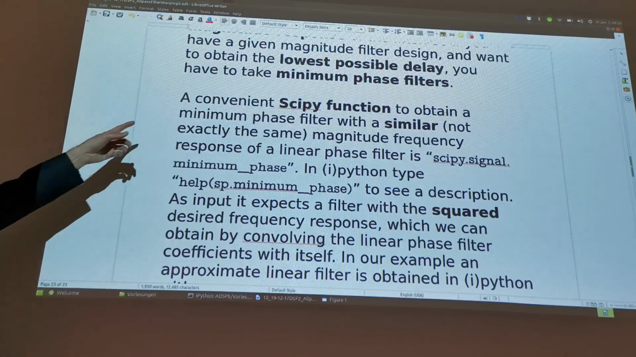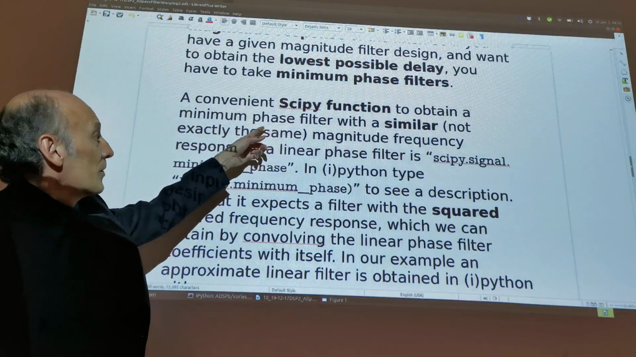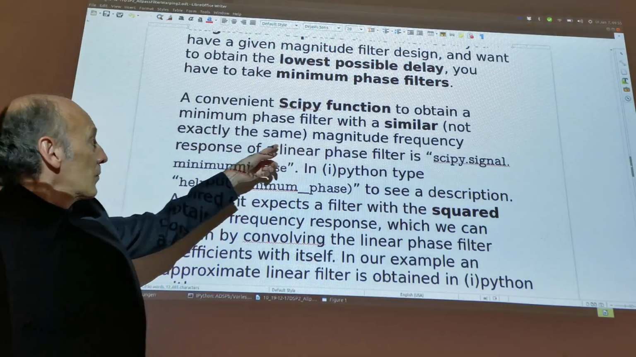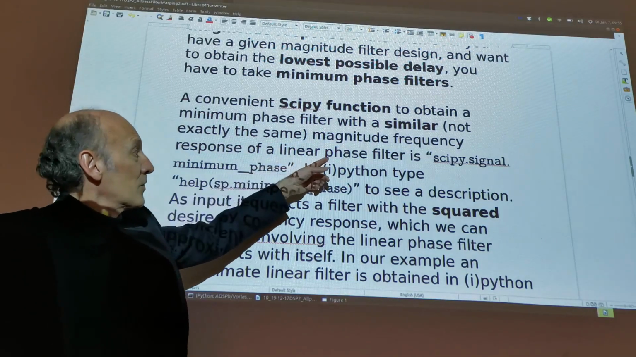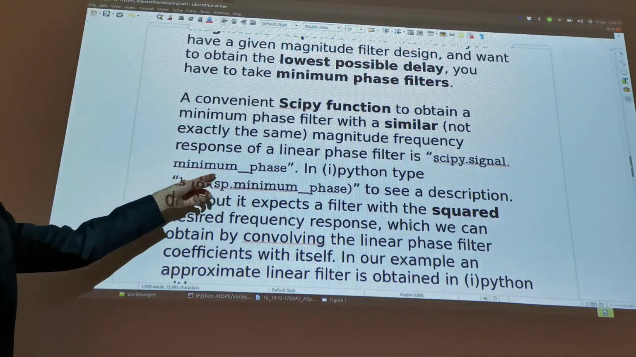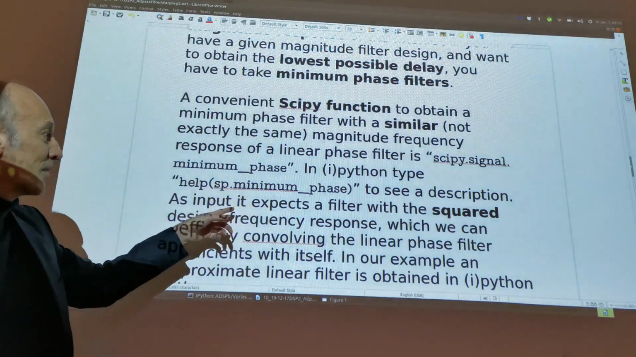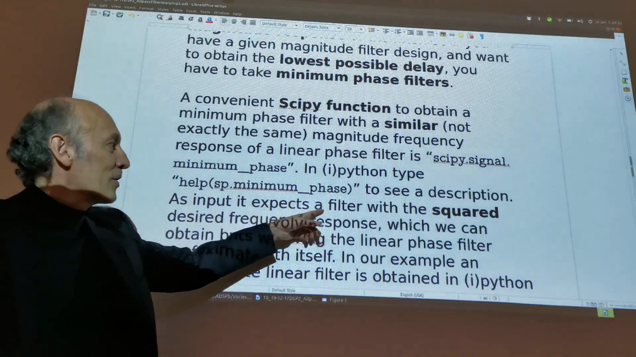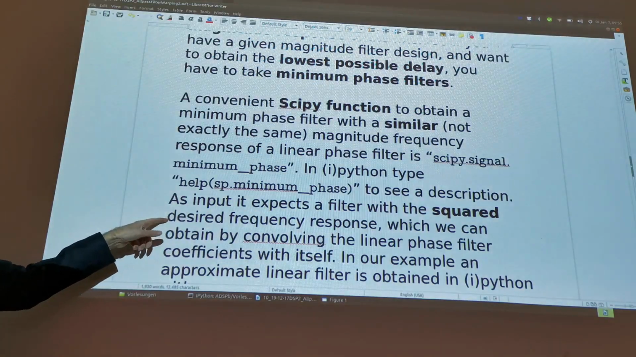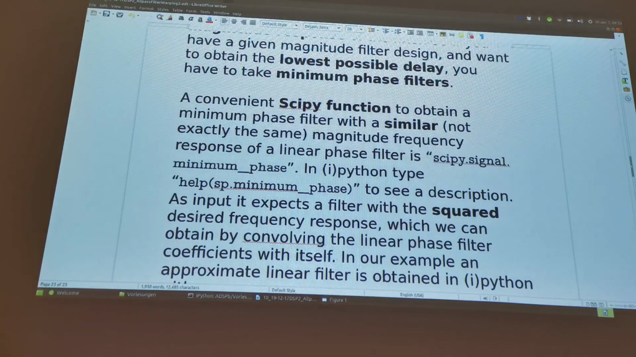Yeah, and a convenient SciPy function to obtain a minimum phase filter with a similar, not exactly the same, magnitude frequency response of a linear filter is scipy.signal.minimum_phase. So this is also kind of an interesting function that basically is doing those two steps that we just did, REMEZ and mirroring in the zeros, but it uses a somewhat different algorithm. And that's also why it expects a filter with a squared desired frequency response. Right. So it's kind of tricky.